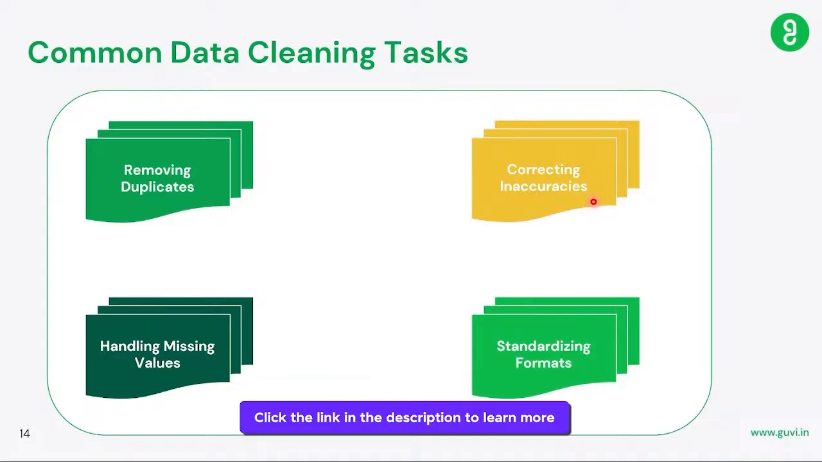Validation rules are applied to ensure that data meets predefined criteria or business rules. While the outlier detection technique identifies and removes data points that deviate significantly from the norm. Therefore, by correcting inaccuracies, organizations can improve the accuracy and reliability of their analysis results, which can enable more informed decision making based on reliable insights.